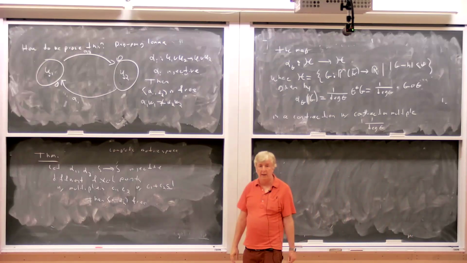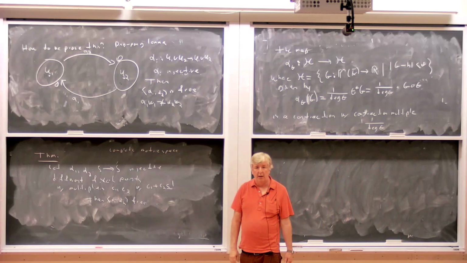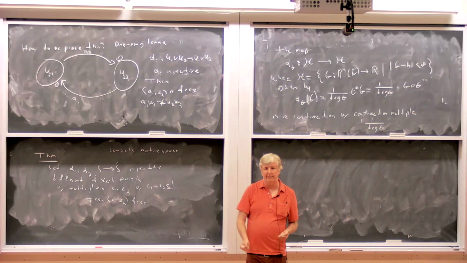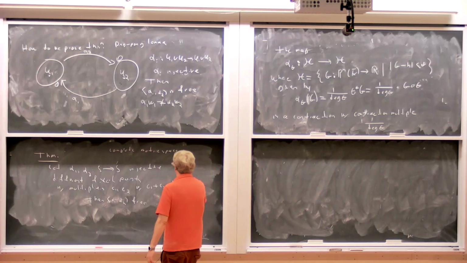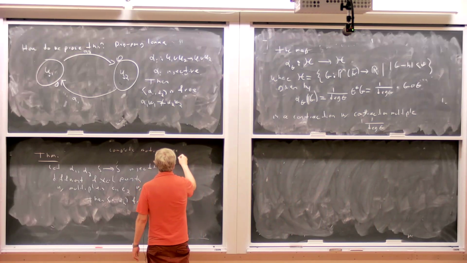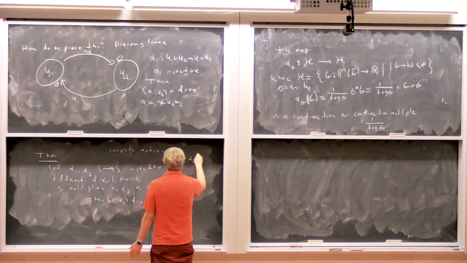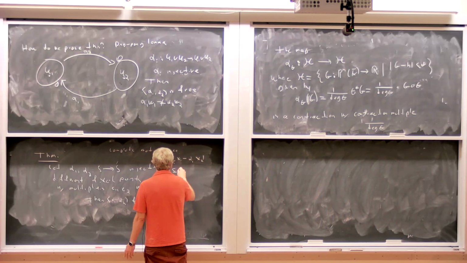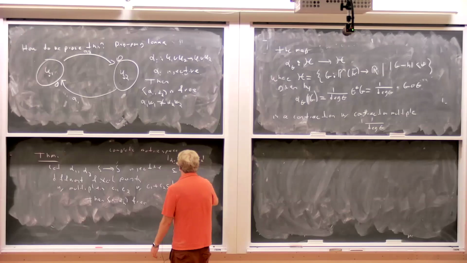What's that? No, they're both positive. They're both things relating distances, so they're both non-negative. What I mean is that the way this works is that alpha I of x1 minus alpha I of x2 is bounded by CI times the distance between x1 and x2.